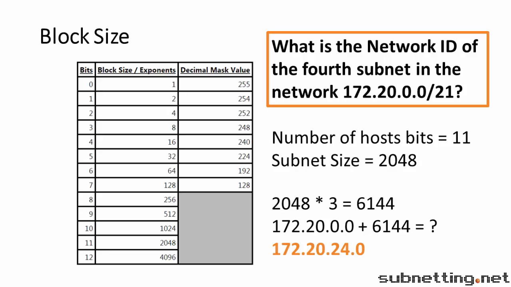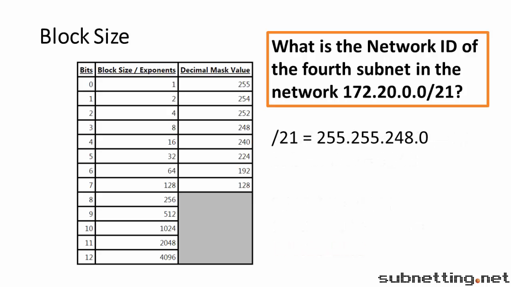That's where the block size comes in. Let's write down our subnet mask in decimal. /21 equals 255.255.248.0. Our interesting octet is the third octet because of the 248. Now we look in the cheat sheet for our decimal mask value and find the corresponding block size, which is 8. Now instead of multiplying 3 by 2048 and dividing by 256, we can just multiply 3 times 8 to get 24, which gives us the same answer.